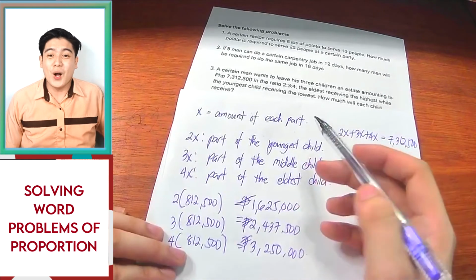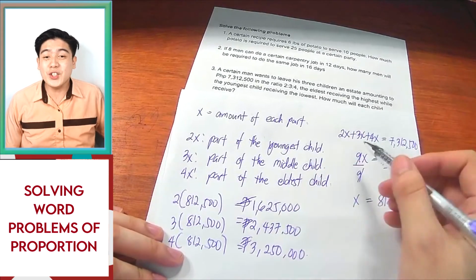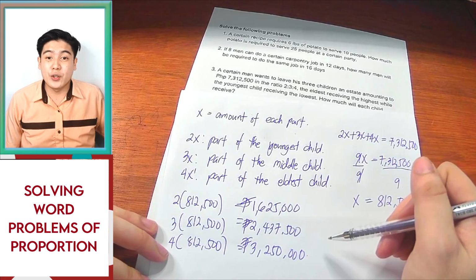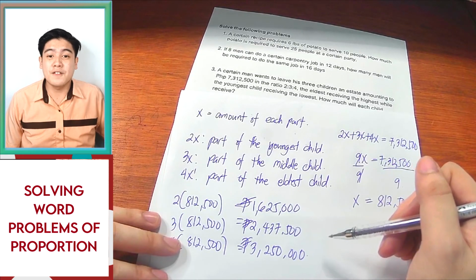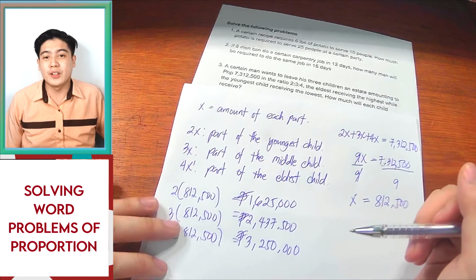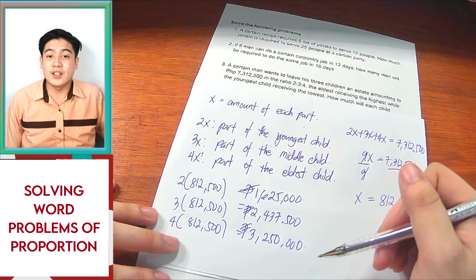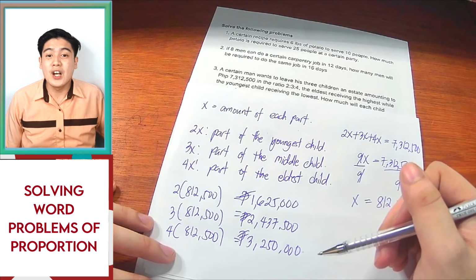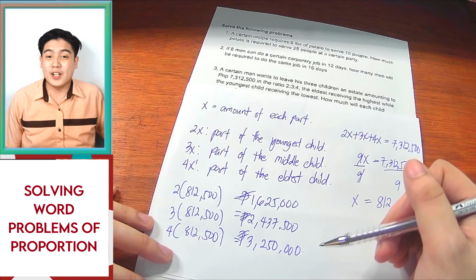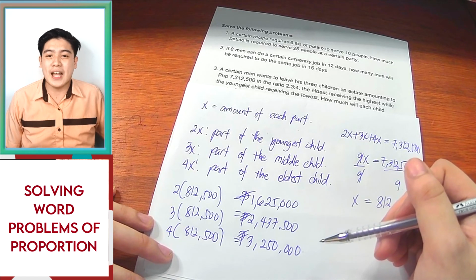Okay. Always remember that each type of proportion has its own unique application. So, lagi nyo lang i-identify which type of proportion yung problem na sinasagutan nyo before proceeding to using a formula. Kasi malilito kayo or magkakamali kayo. So, yun lang naman yung lagi nyong tatandaan.